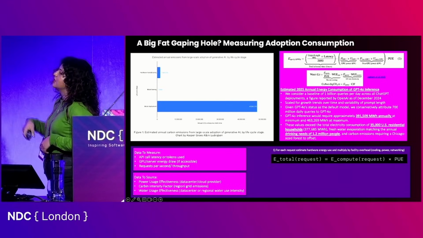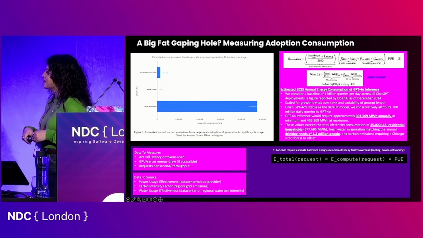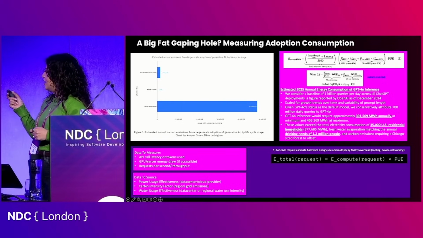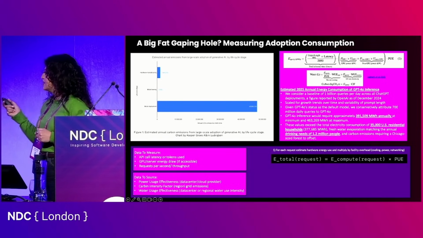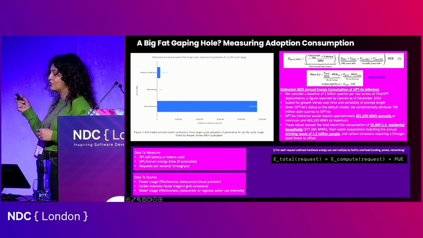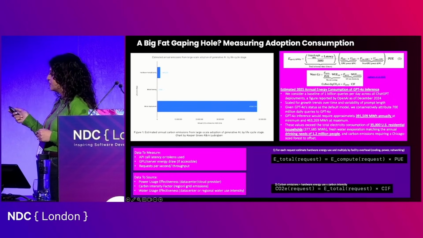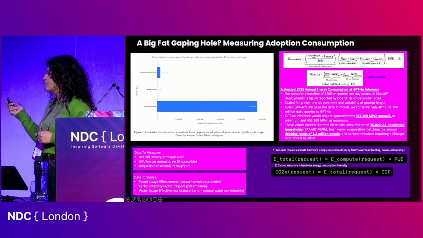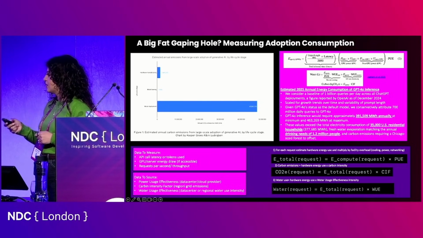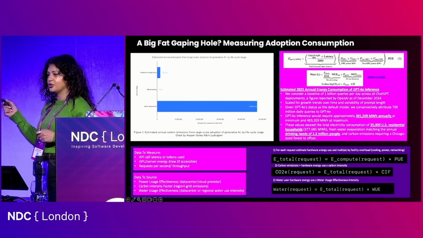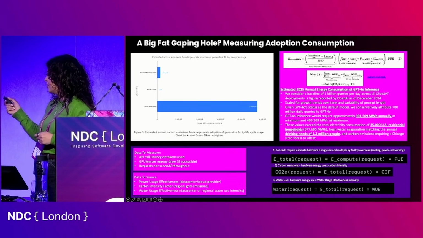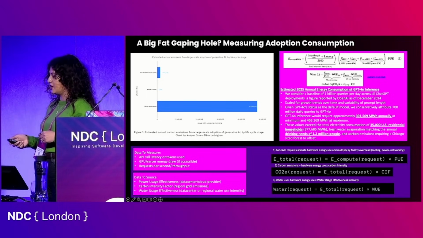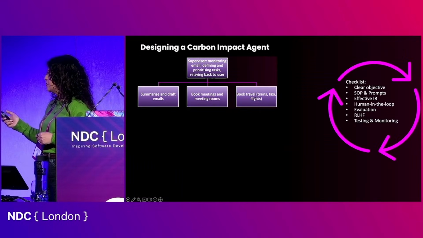So if we take these really complicated looking algorithms at the top and simplify it in code, what does that look like? To get our total energy per request, we want to look at the compute needed to run each request times the power usage effectiveness. If we take that output and multiply it by the carbon intensity, we'll get our total carbon impact. For water usage, we want the total compute required per request times the water usage effectiveness to get the water usage numbers.